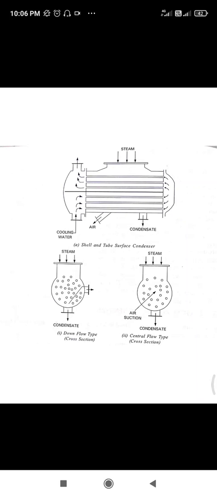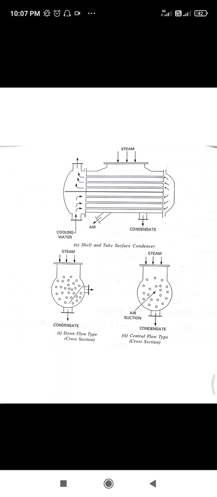Condensation is effected by the removal of latent heat from exhaust steam using circulating cooling water. Thus, a condenser is basically a heat exchanger in which the heat of the exhaust steam is transferred to the circulating water. We also discussed the functions of the condenser. The main function is to decrease the exhaust pressure below atmosphere and to provide hot feed water to the boiler. And also we discussed the advantages of the condenser.